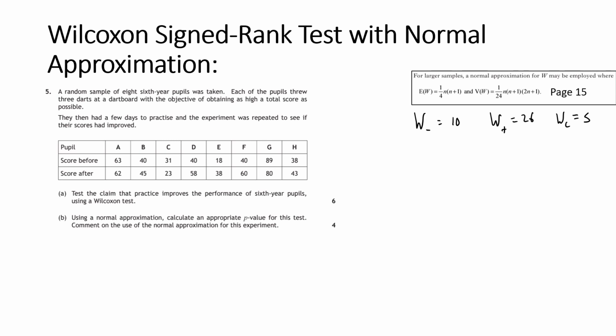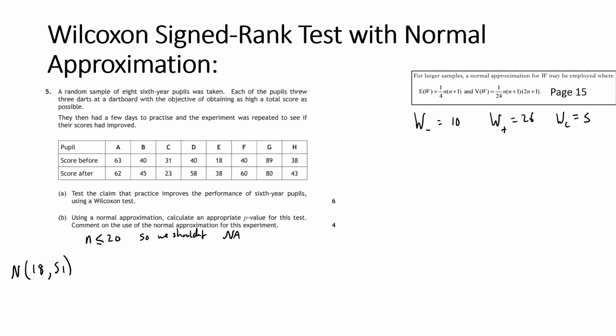We could just start with a comment and get out of the way, and that is n is less than or equal to 20, so we shouldn't normally approximate. Now we do normally approximate because we've been asked. You'll find on page 15 of your data booklet, it'll tell you how to get the expected and variance values. By putting them in a calculator, you will get 18 and 51. Next, it's asking you for a p-value.